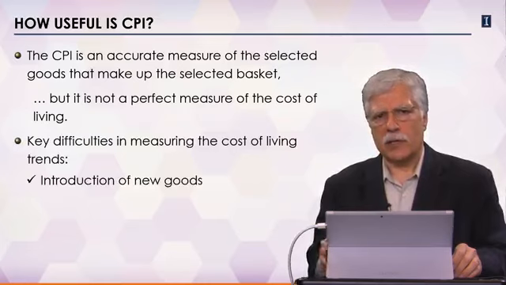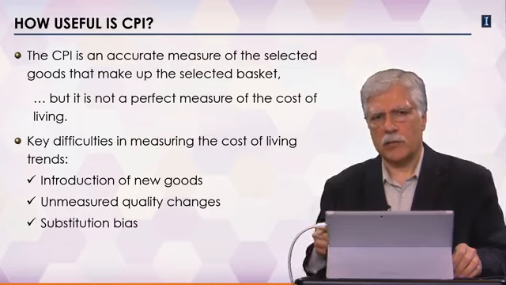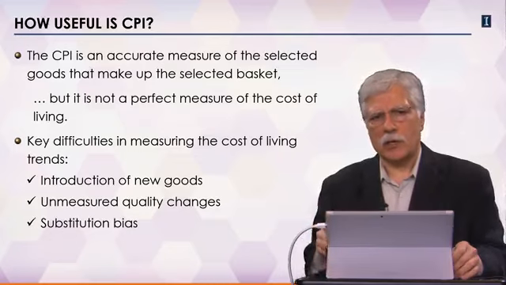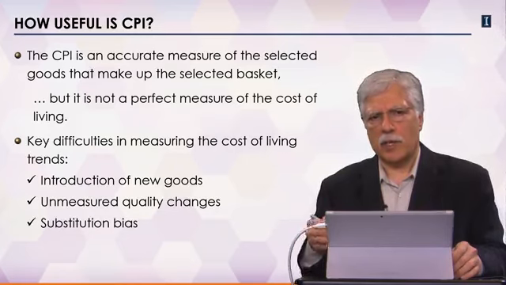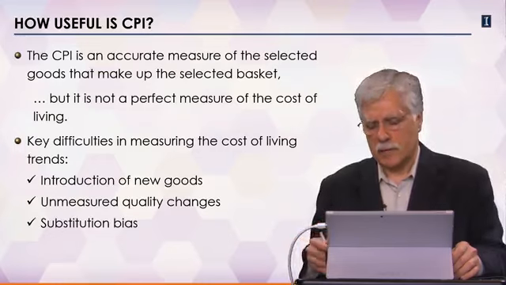It has difficulties dealing with the introduction of new goods, changes in quality of products, and also there's another problem called substitution bias, which causes difficulties in comparing prices over time. So let me explain all these three in detail so you have a better understanding of what CPI does and what limitations it has. There's also a lot of controversy over the way CPI is measured and has become a major issue in calculating, for example, Social Security payments.